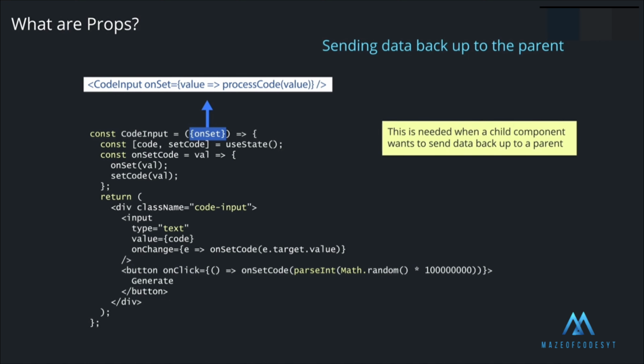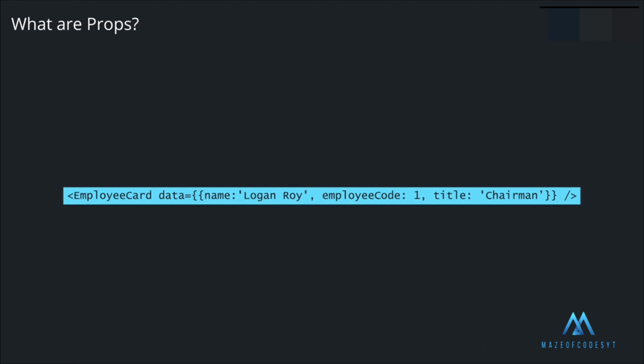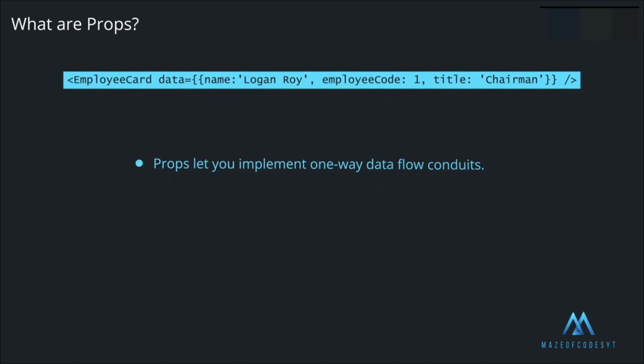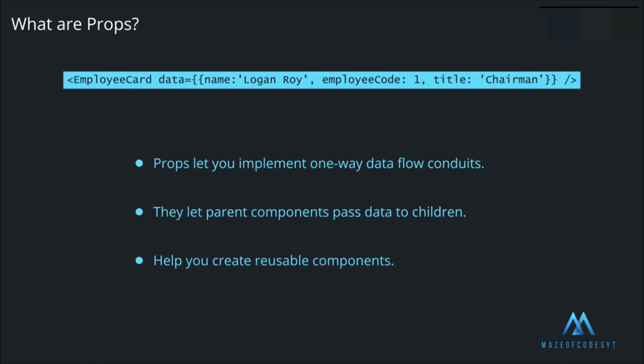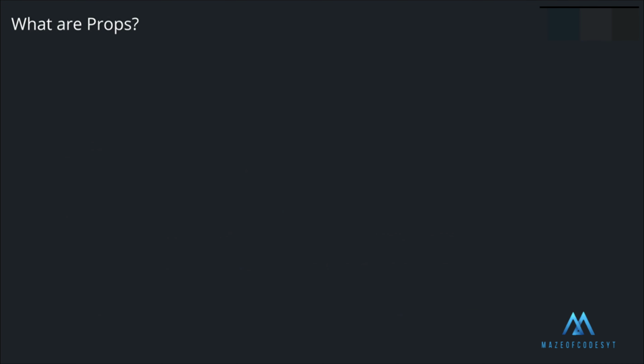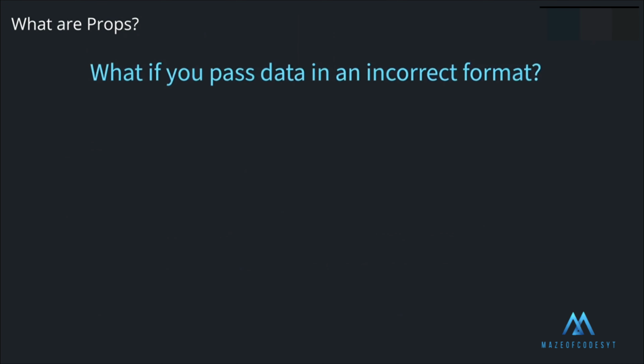This is required when we want our child components to process and return data back up to the parent, or when the component generates some data of its own, such as in the code input example here. This function, an anonymous arrow function, naturally comes without its own bindings and is thus able to access instance methods on the parent, such as this.setState, allowing you to consume the data received from the child component. So there you have it. Props let you implement one-way data flow conduits that are easy to use and help you create reusable components.